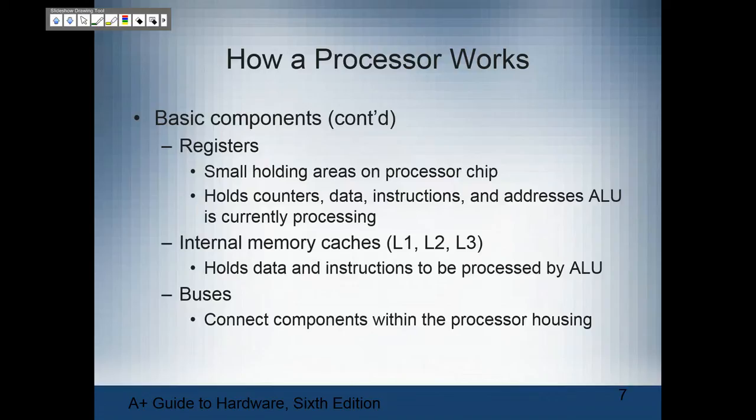So we have registers, buffers, small holding areas on the processor chip. And again, the closer we get to the CPU, the faster all of these things are going to be. The speeds are going to be faster inside, and once you get on the bus, things are going to slow down.